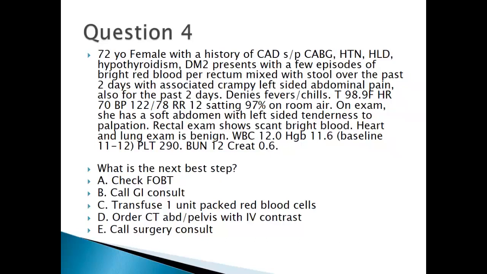And surgery, so sometimes if the patient has a severe abdominal exam with guarding or rebound tenderness or something to suggest peritonitis, you would consider that, but in this case, I don't think it's severe enough to just call them immediately. Last one.